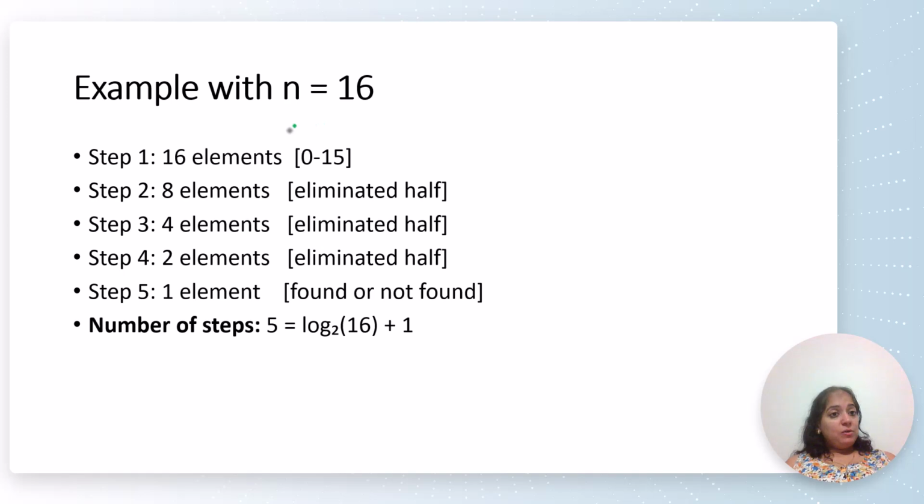If we have n equals 16, that is 16 elements. At the first step, the indexes are 0 to 15. In the second, there will be 8 elements. In the third, there will be 4 elements. In the fourth step, there will be 2 elements. And in the fifth step, there will be 1 element. So how many steps? 5, right? And if you calculate log 16 base 2 plus 1, that comes out to be 5.